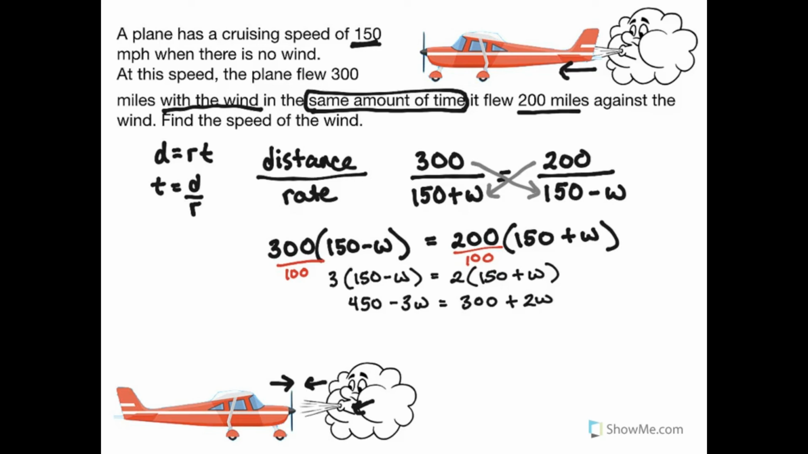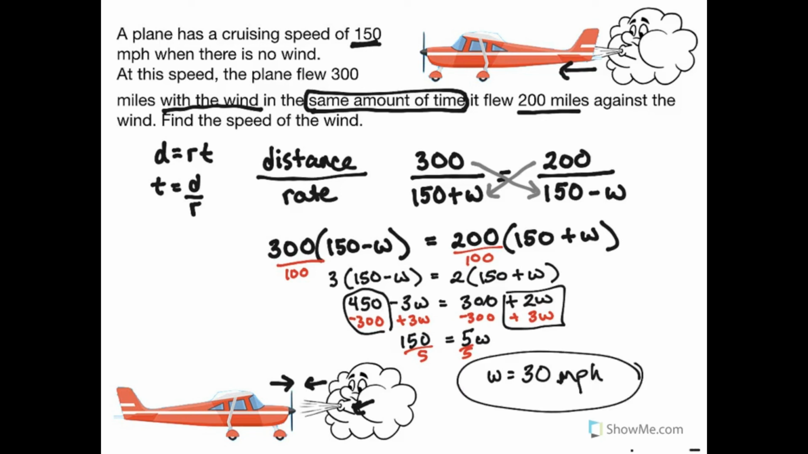Well, let's keep things positive. I'll subtract 300 from each side, and I'll add 3W to each side. And that's going to give me 450 minus 300, 150, and 2W plus 3W, 5W. So if 5W equals 150, then W equals 30. The speed of the wind is 30 miles an hour.